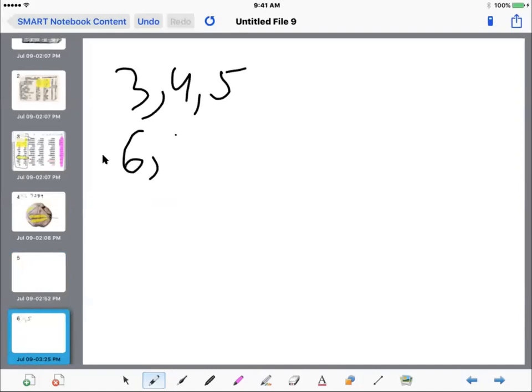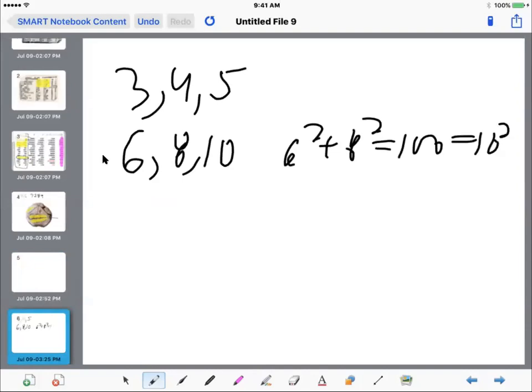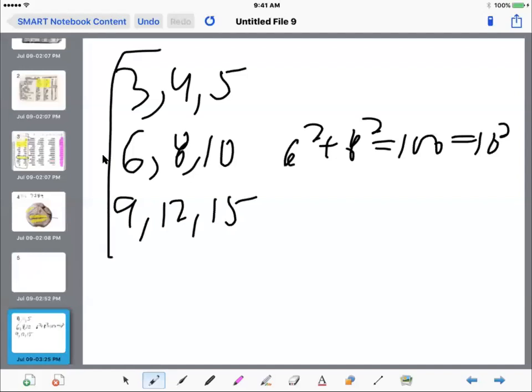Okay, 6, 8, 10 is also a Pythagorean triple because 6 squared plus 8 squared is 100, which is 10 squared. But some people say, well, any multiple of 3, 4, 5 works. If you take 3, 4, 5 and double it or triple it, you'll get Pythagorean triples. But in some ways, those all count as being in the 3, 4, 5 family. Is there a different family? Does anyone know a Pythagorean triple that's not 3, 4, 5 multiplied by something?